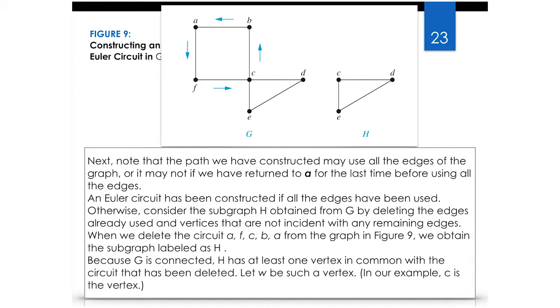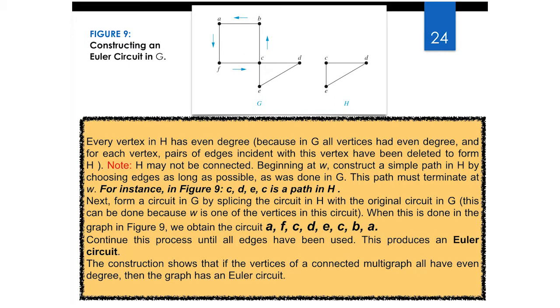Because G is connected, H has at least one vertex in common with the circuit that has been deleted. Let W be such a vertex. In our example, C is the vertex. Every vertex in H has even degree, because in G all vertices had even degree, and for each vertex, pairs of edges incident with this vertex have been deleted to form H. Note that H may not be connected.